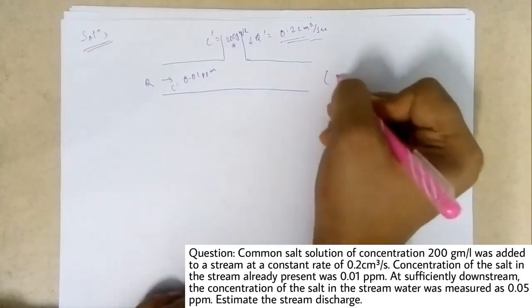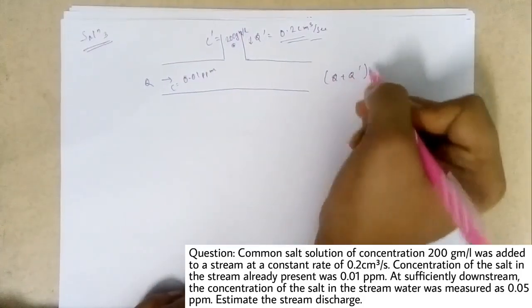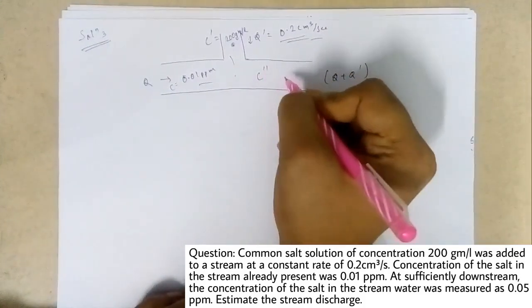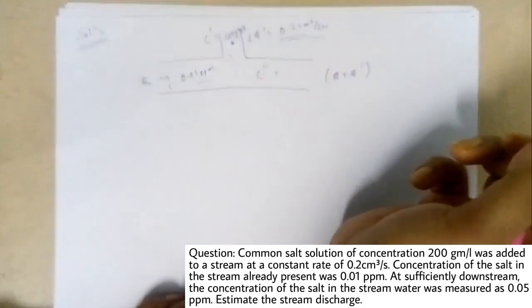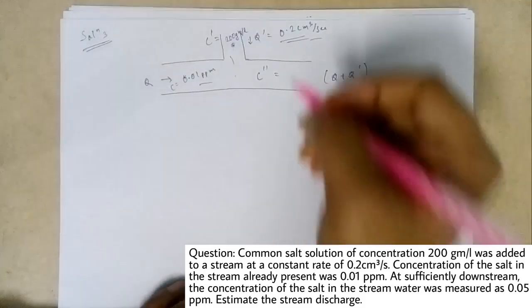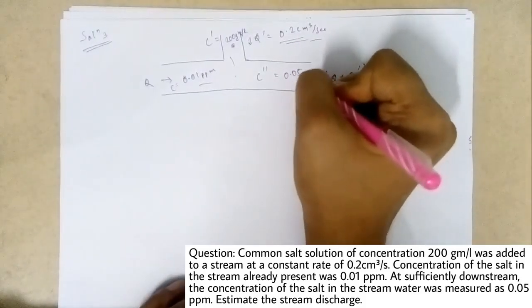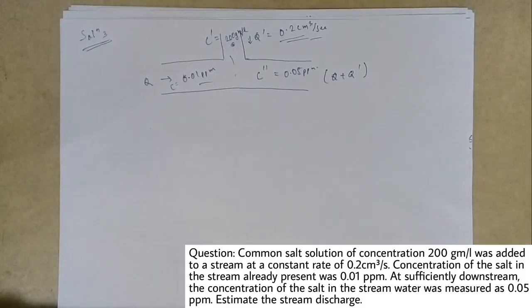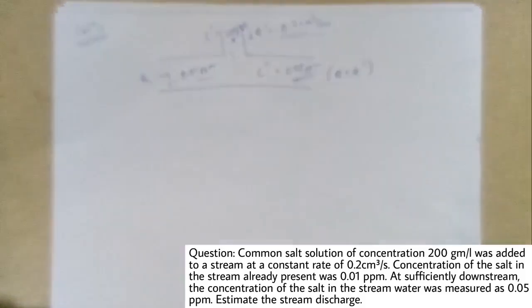Here the discharge will be Q plus Q dash, as both these discharges are getting added, and the concentration over here is C double prime, which is equal to 0.05 ppm, as it is given in the question. The concentration of the salt in the stream water downstream is 0.05 ppm.